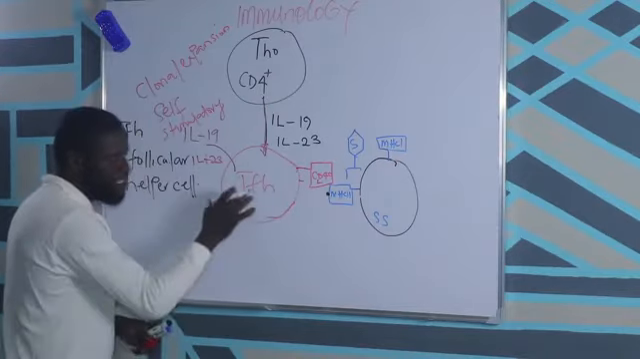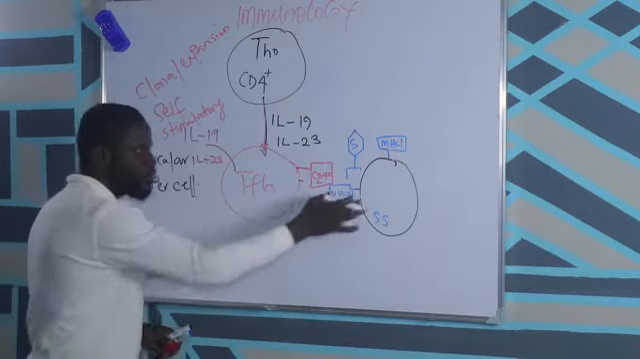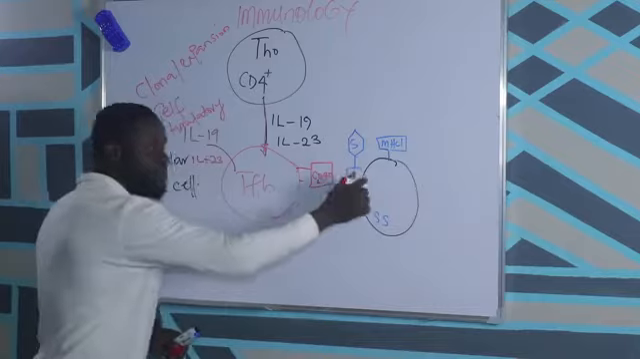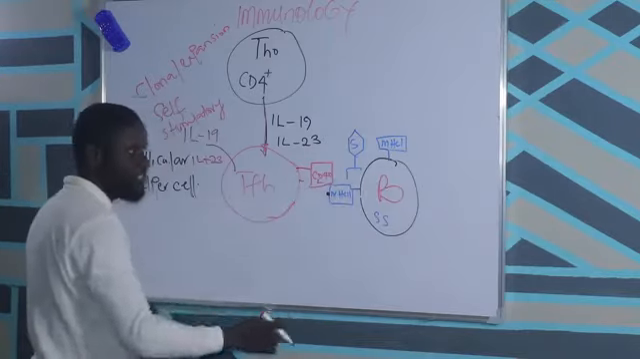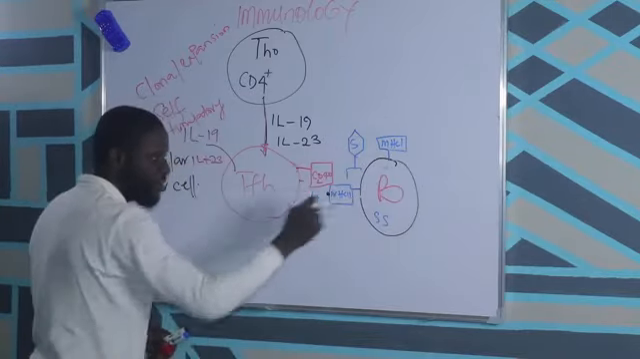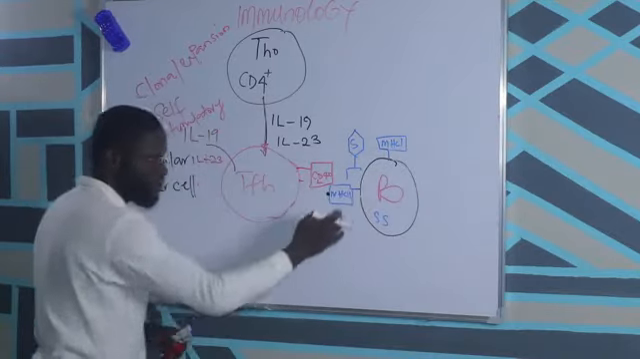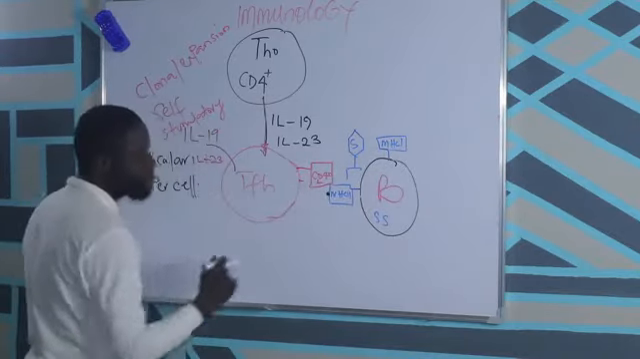So now, the T follicular helper cell needs to bind to the B cell for it to be activated. The B cell, mind you, is already activated because it's been infected by the viral peptide. But we need a memory cell. So how do we get the memory cell? This is what we're talking about here.